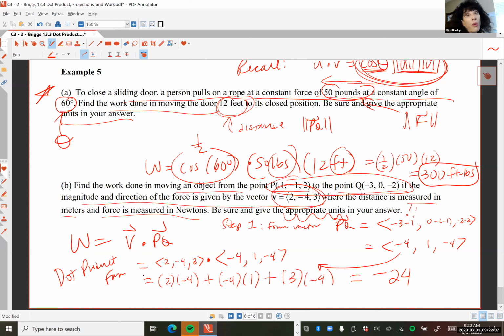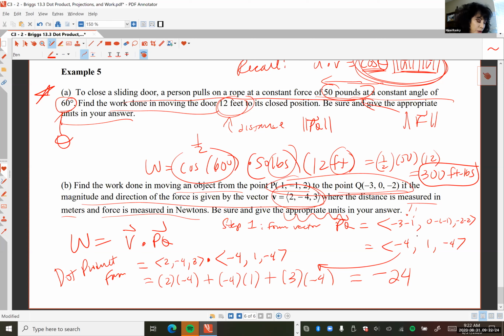In fact, that's all we're going to be doing practically, is finding work done by vector fields on objects as they move around within the vector field, like some magnetic field or electric field or something like that. So don't lose sight of the fact that work is really important in my class.